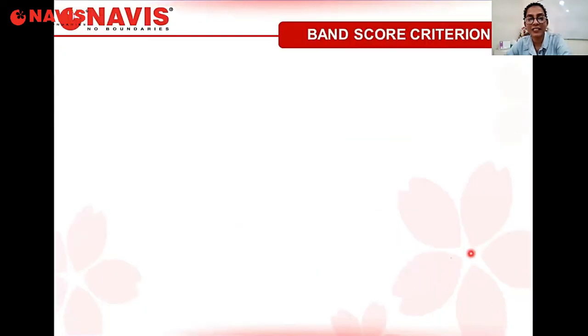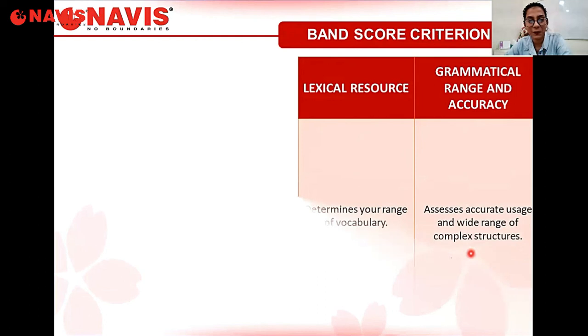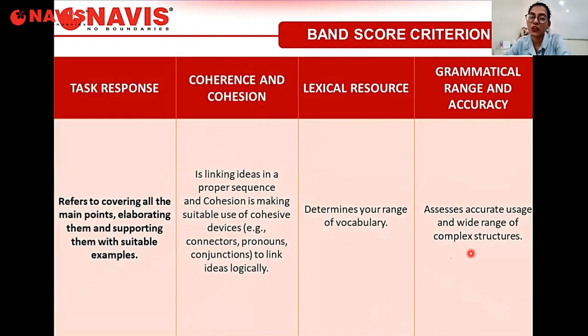So let's see the band score, how it's been assessed. It is the same for task 1 and task 2. Task response is nothing but you have to elaborate the bullet points, whatever is being asked. You have to cover all the main points. And coherence and cohesion is nothing but the linkers that you're using, which can be connectors, pronouns, or conjunctions. Conjunctions are nothing but and, but, and all that. Pronouns are he or she. Connectors can be any linkers like whereas, although, okay?